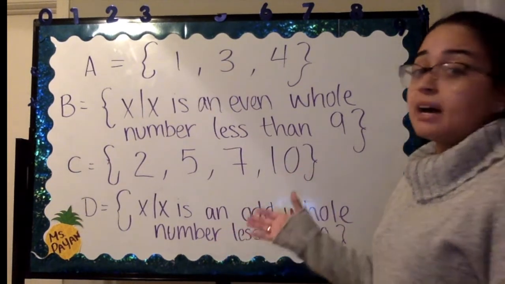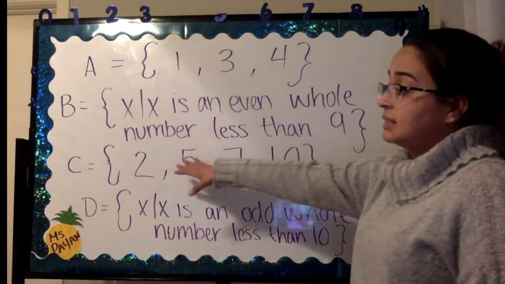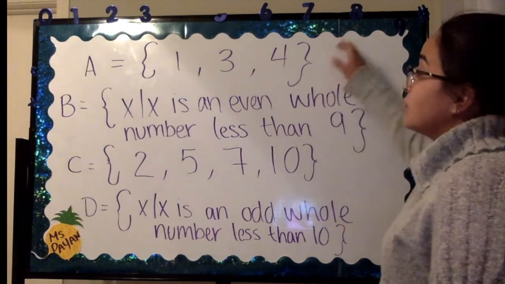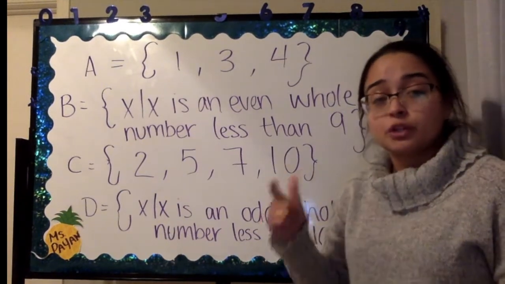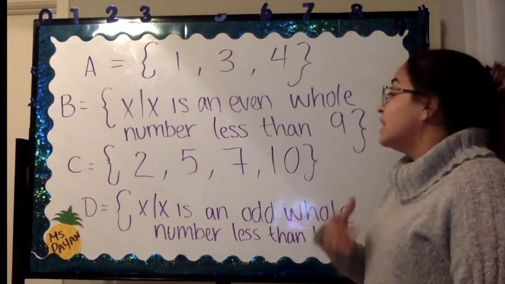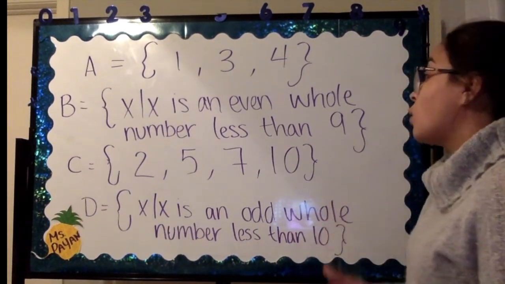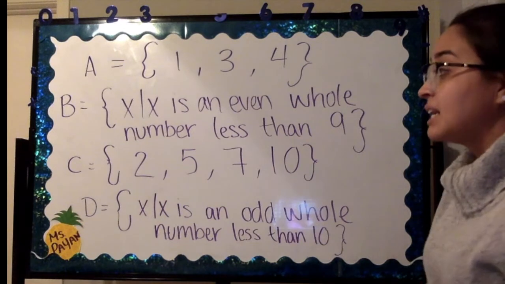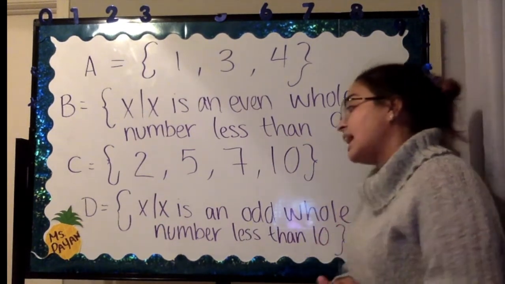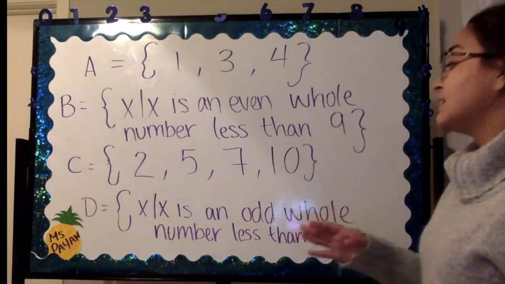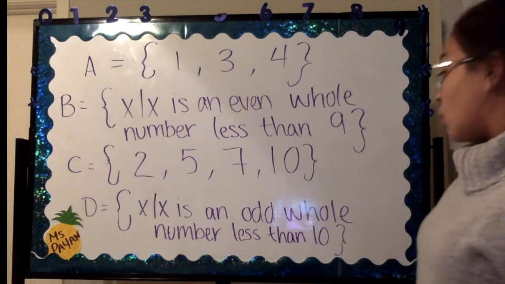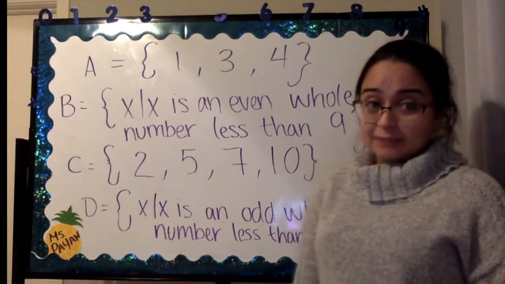Now we have set A, set B, set C, and set D. Okay? Now for set A we have the numbers 1, 3, and 4. For set B we have X. X is represented as an even whole number less than 9. C we have 2, 5, 7, 10, and D we have X is an odd whole number less than 10.